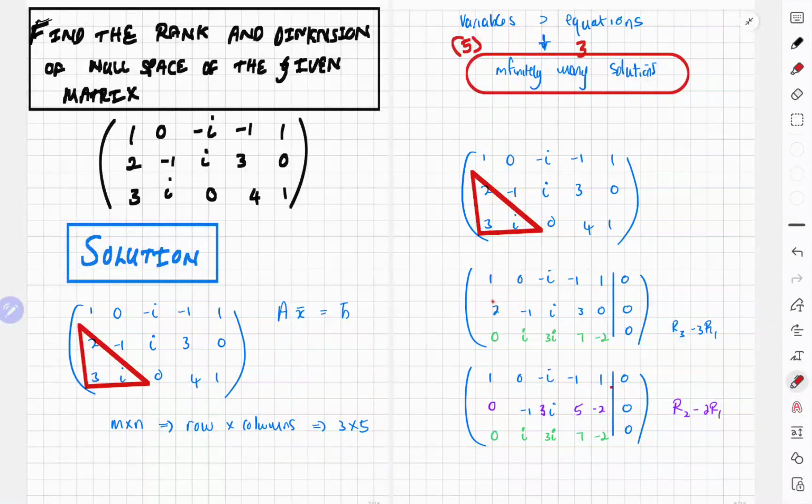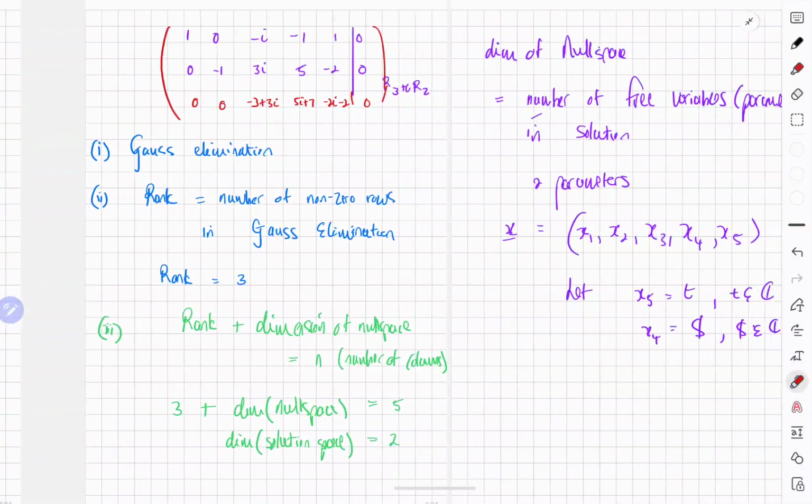Now remember, my next step, I'm going to try and make this a 0. So what I'm going to do is row 2 minus 2 row 1. So again, I'm timesing my first row by -2. I have 0, I have 2i, I have 2, -2. Now I'm going to add: -2 plus 2 is 0. I have 0 minus 1 is -1. I have 2i plus i, 3i. I have 2 plus 3, 5. -2 plus 0, -2.